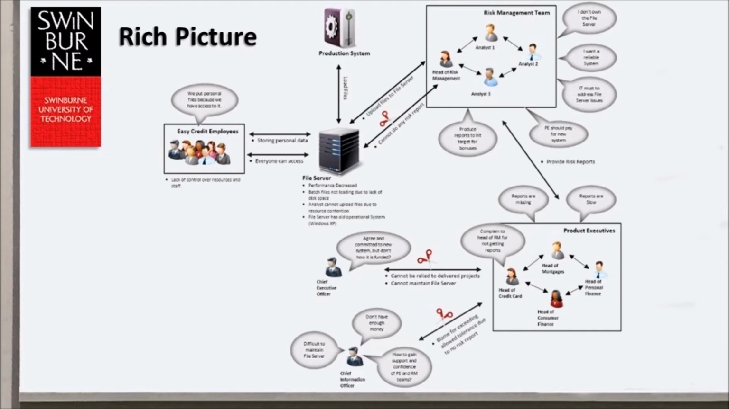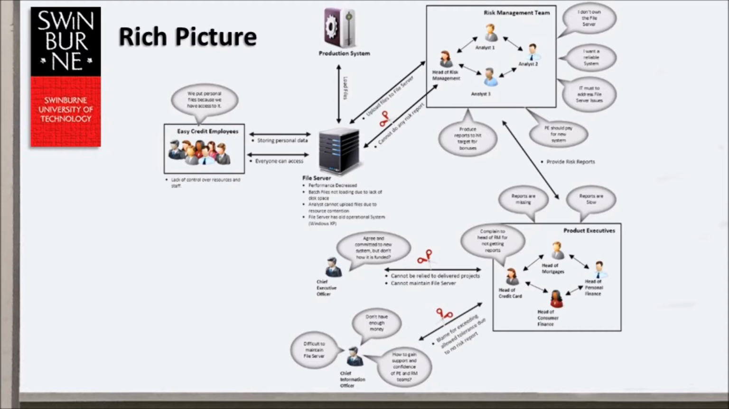Answering the product executives, the risk management team complains that they don't own the file server, that they need a reliable system, that IT must address the file server issues, that product executives should pay for the new system, and that product executives only want reports for targets or bonuses.